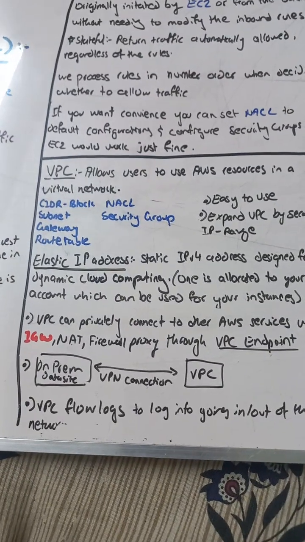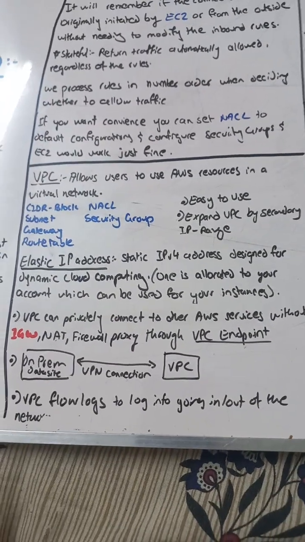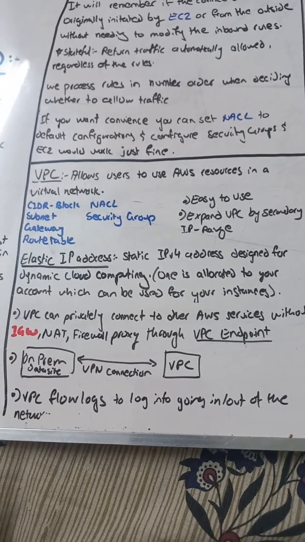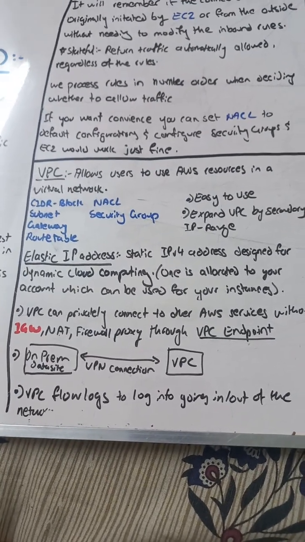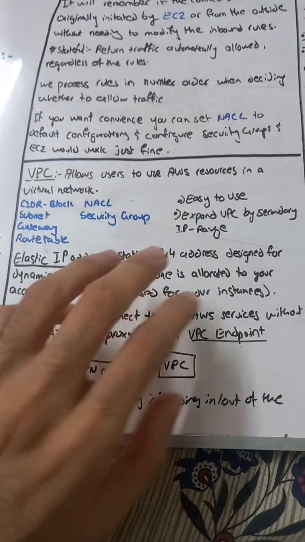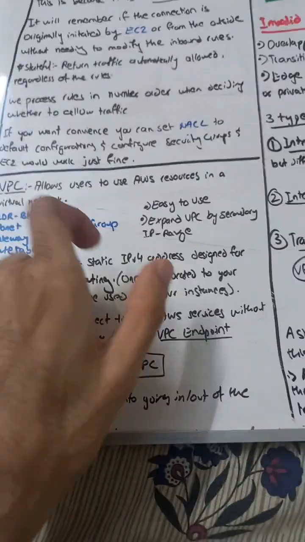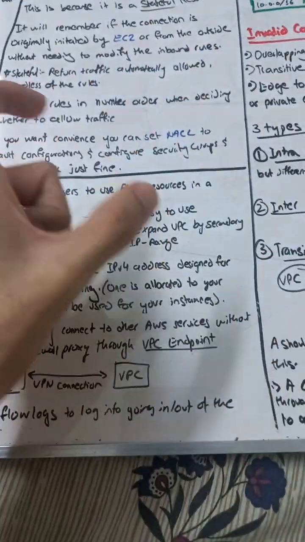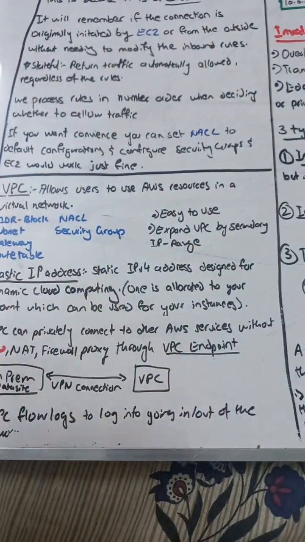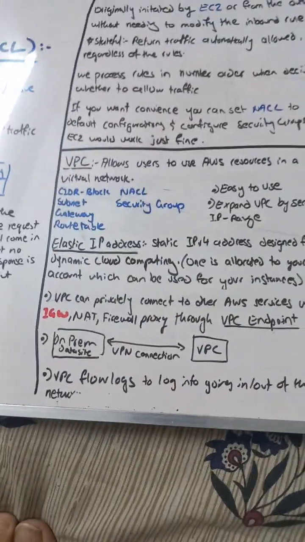There's one concept about elastic IP address. An elastic IP address is basically a static IPv4 address, which is designed for dynamic cloud computing. One is allocated to your account, which can be used for all of your instances. So you can imagine one big IP which is given to your account, and from that you're basically creating a lot of different subnets and utilizing that.